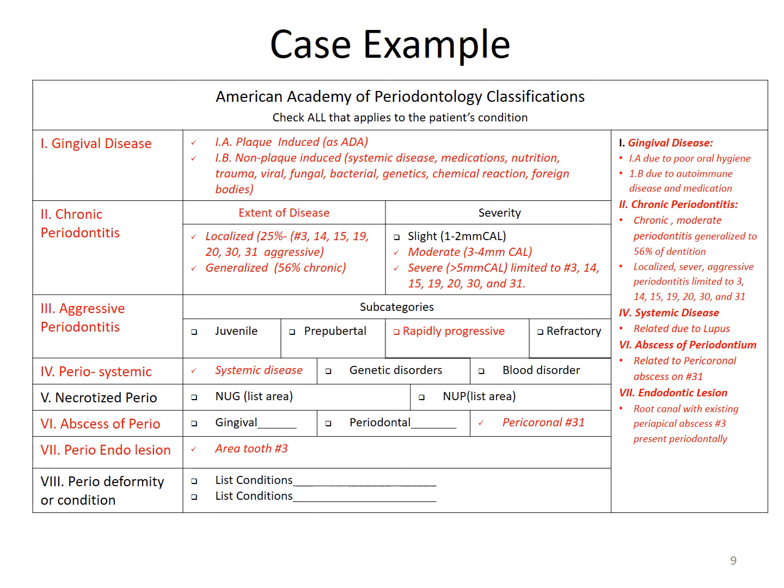Systemic disease is also related to the patient's periodontal condition due to the systemic disease lupus. The abscess of the periodontium is located at tooth number 31 with a pericoronal abscess, and an endodontic lesion does exist on tooth number 3.